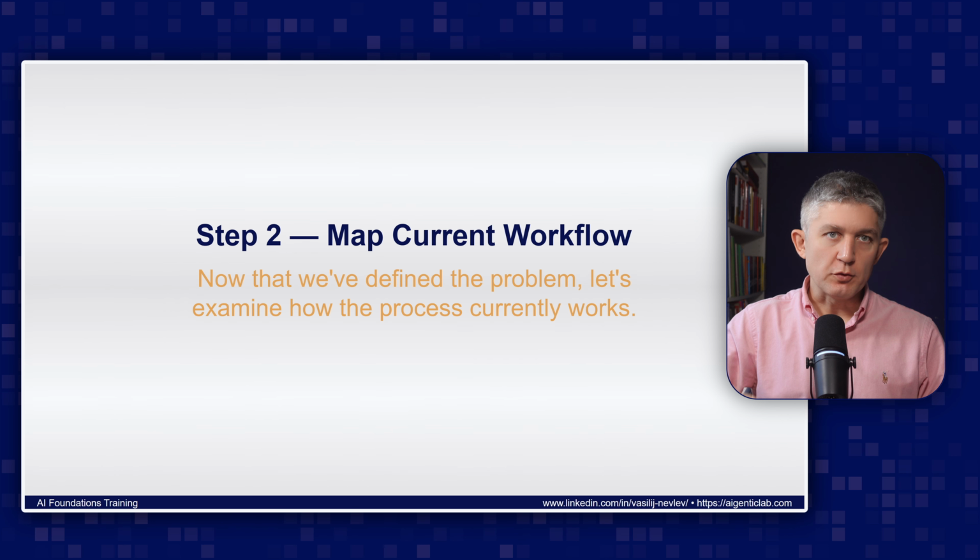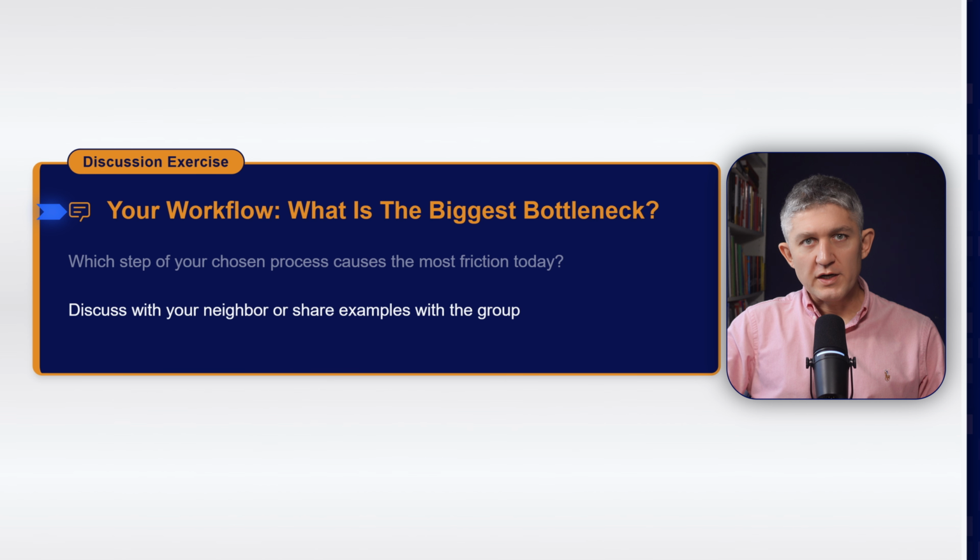Okay, step 2, map your current workflow. When you can see the work, that's when you can improve the work. Spend a couple minutes and write down the process. Which single step within that process causes the most friction today? Say it out loud and share with your neighbor. Name the step and name the cause. We will use it in the blueprint later.